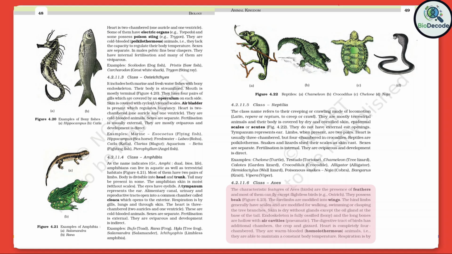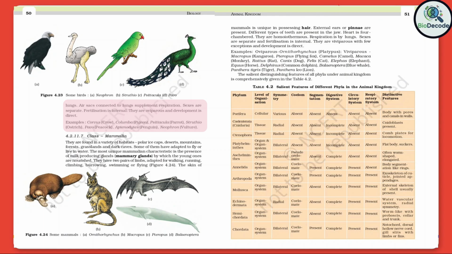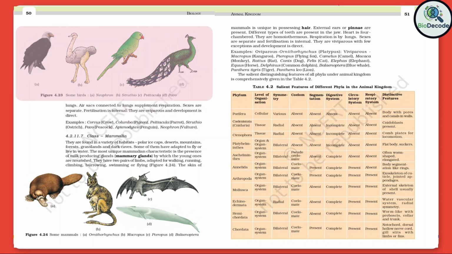Heart is completely four-chambered. They are warm-blooded, homoeothermous animals. That is, they are able to maintain a constant body temperature. Respiration is by lungs. Air sacs connected to lungs supplement respiration. Sexes are separate. Fertilization is internal. They are oviparous, and development is direct. Examples: Corvus crow, Columba pigeon, Psittacula parrot, Struthio ostrich, Pavo peacock, Aptenodytes penguin, Neophron vulture. Figure 4.23. Some birds, A. Neophron, B. Struthio, C. Psittacula, D. Pavo.